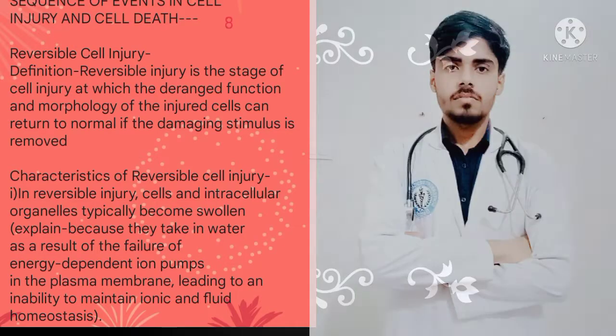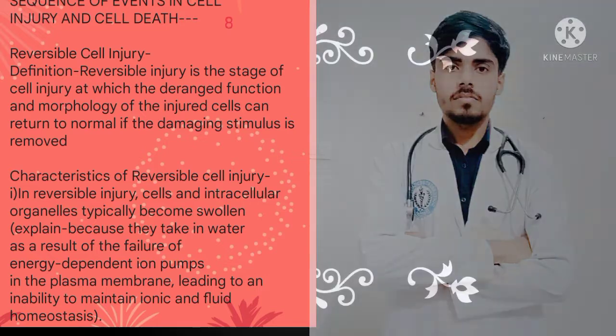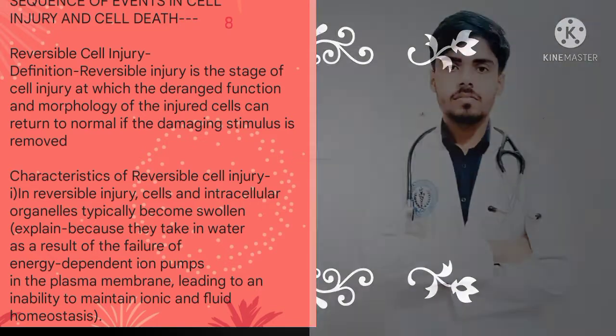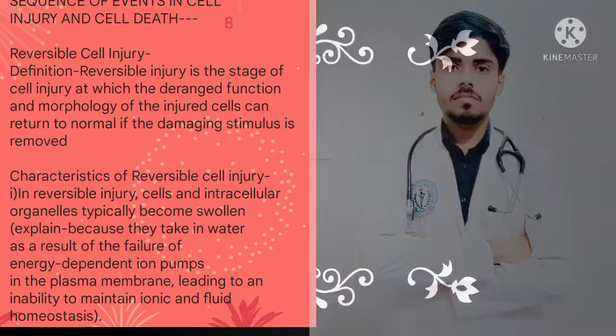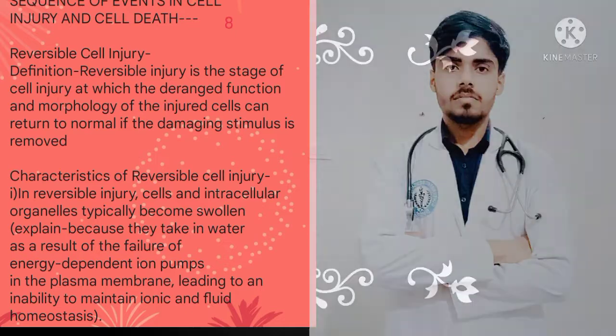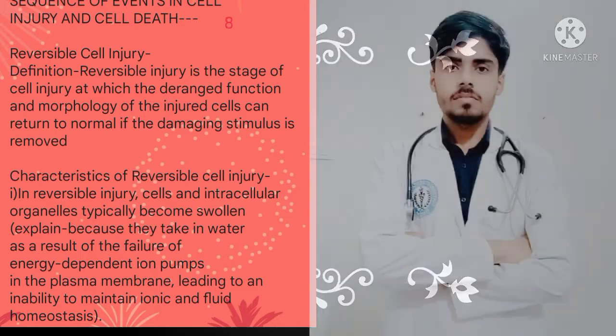Now we are going to discuss the sequence of events in cell injury and cell death. Firstly, we will discuss reversible cell injury. What do you understand by this term? Reversible injury is the stage of cell injury at which the function and morphology of the injured cell can return to normal if the damaging stimulus is removed.